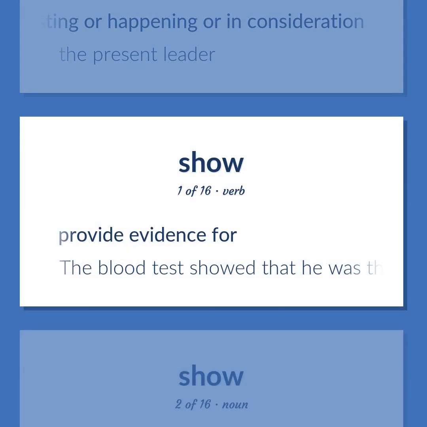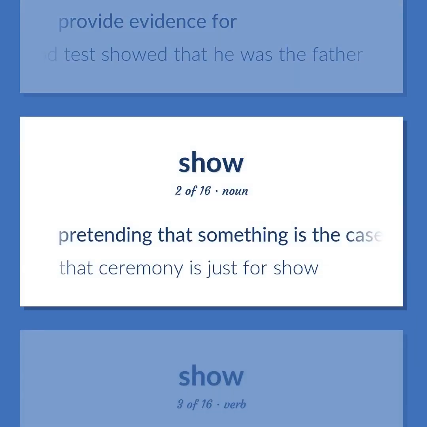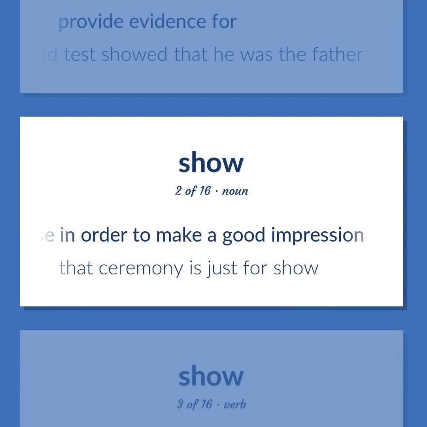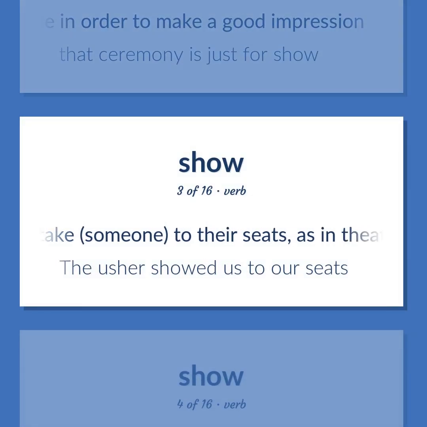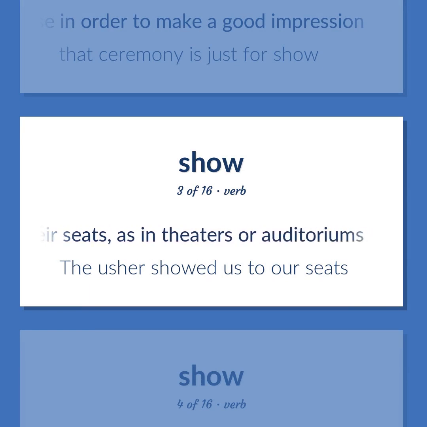Provide evidence for. The blood test showed that he was the father. Pretending that something is the case in order to make a good impression. That ceremony is just for show. Take someone to their seats, as in theaters or auditoriums. The usher showed us to our seats.